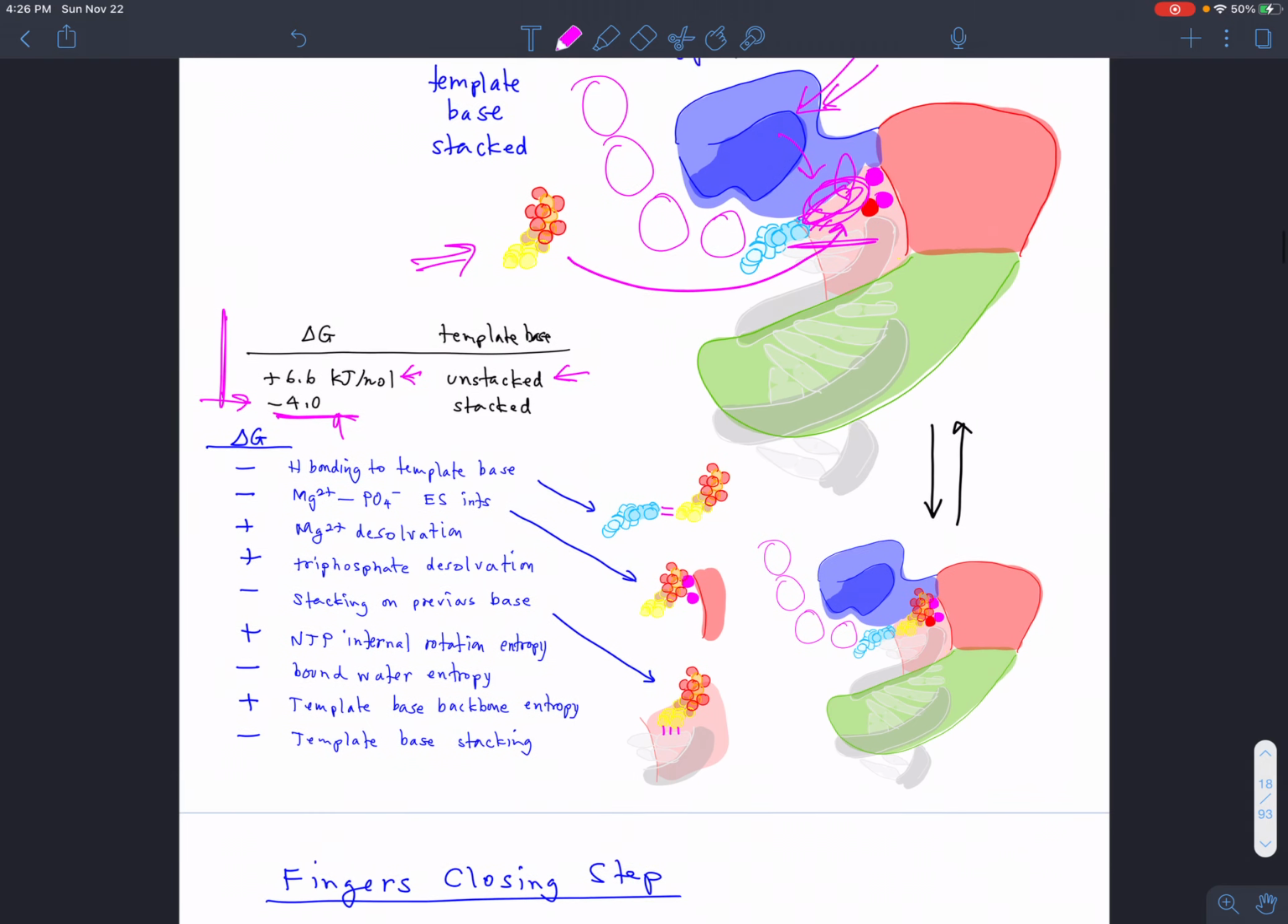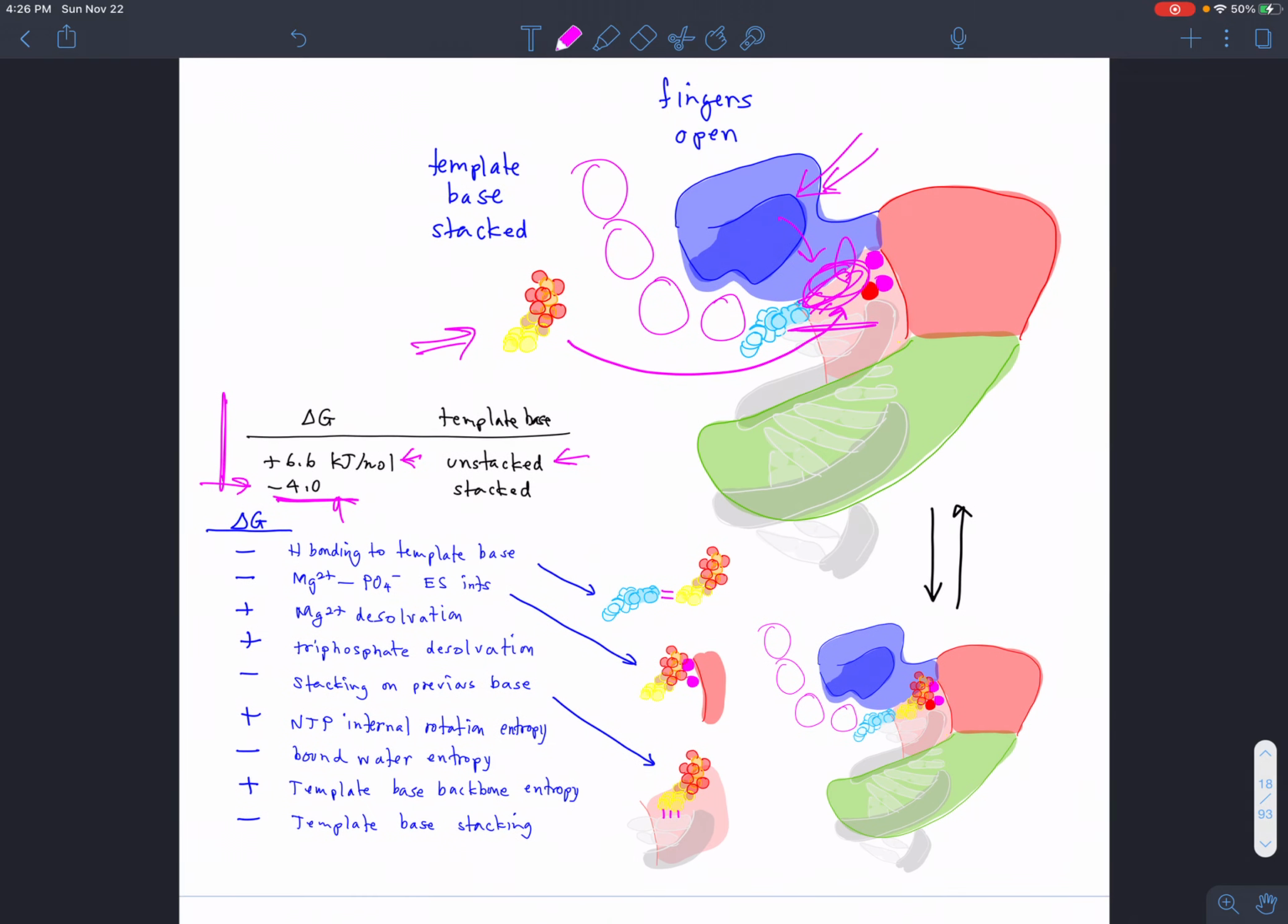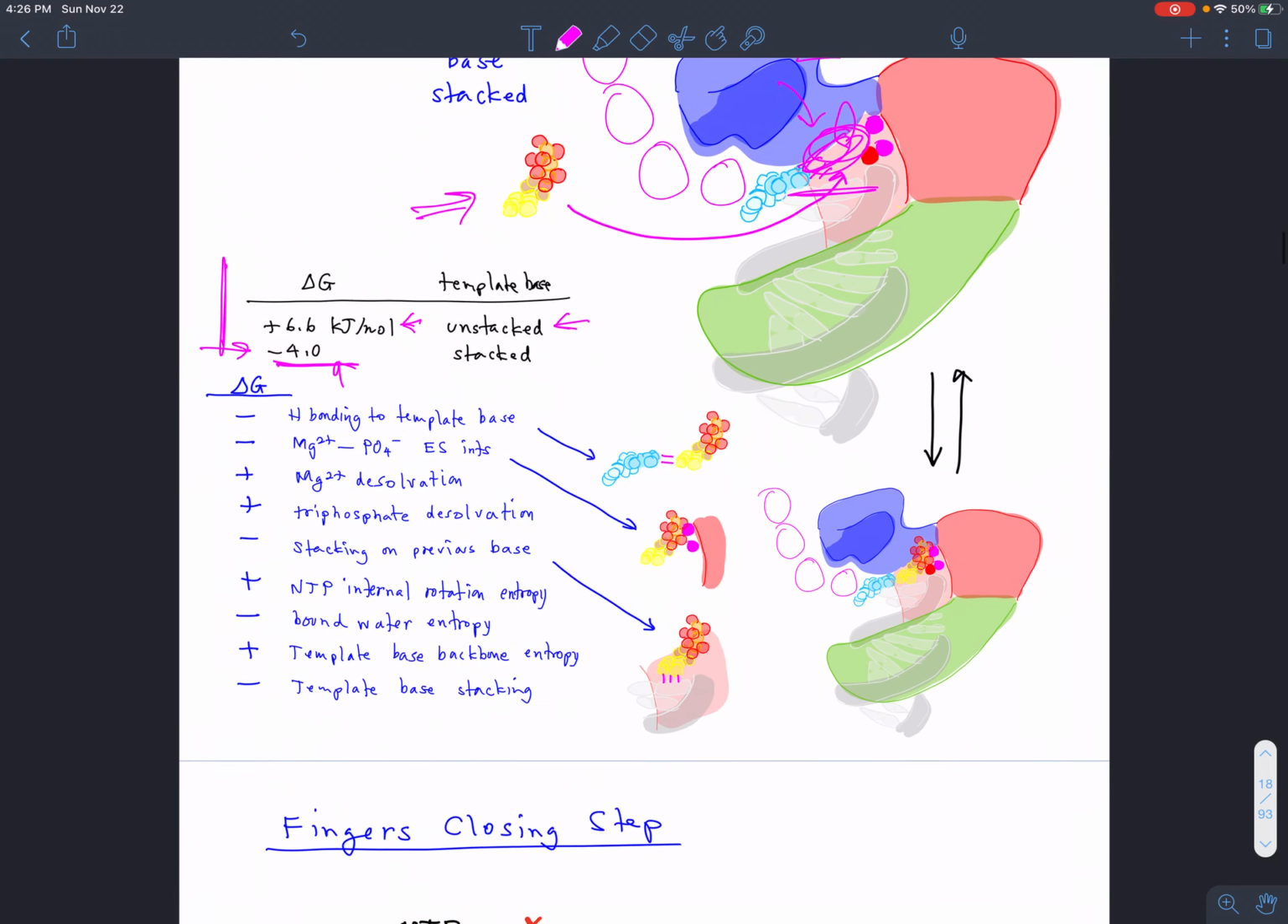What kinds of things are going on? Well, there's all kinds of interactions taking place in this case. Let's look at some of them. First of all, there's the hydrogen bonding to the template base. So here's the template base, and here's the new base coming in. I think this guy is an A, and that must mean this is a T, so it's just got 2 hydrogen bonds. If it were GC, it would have 3.